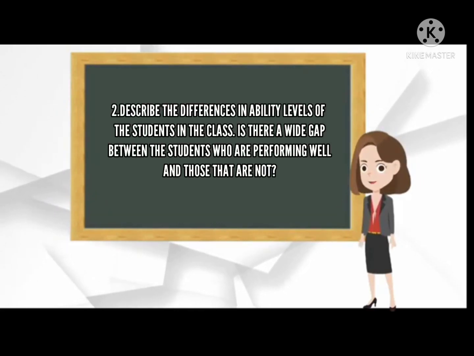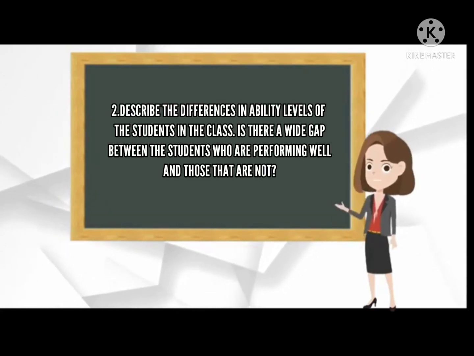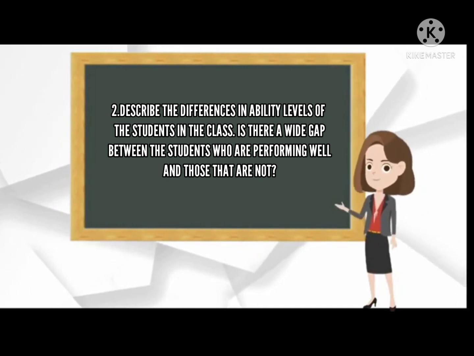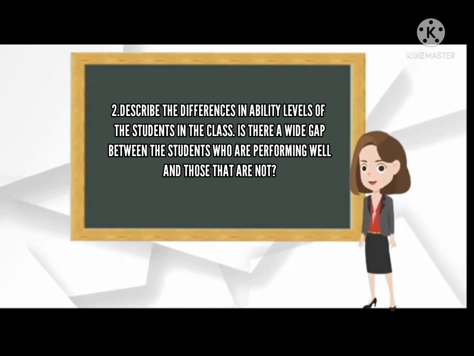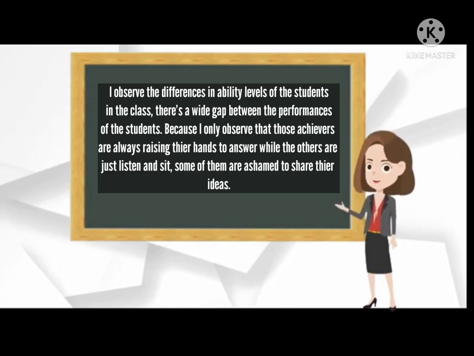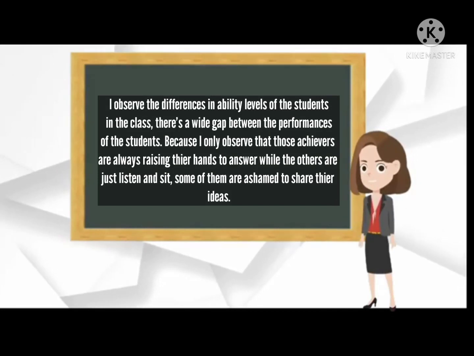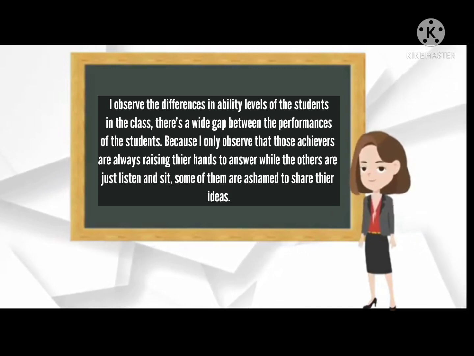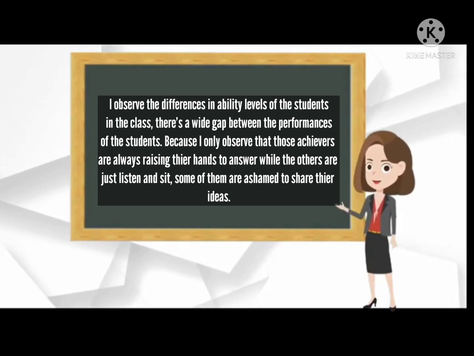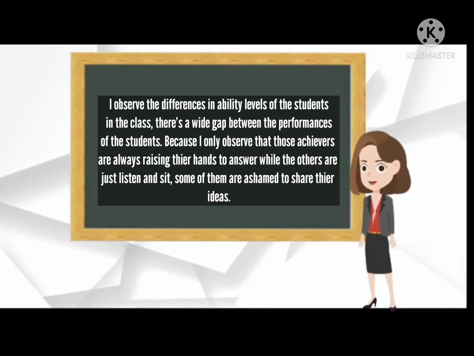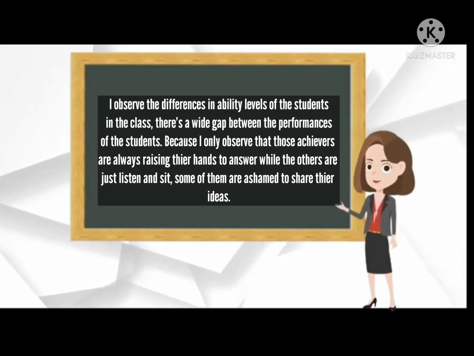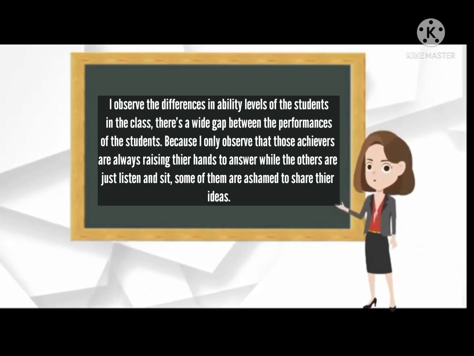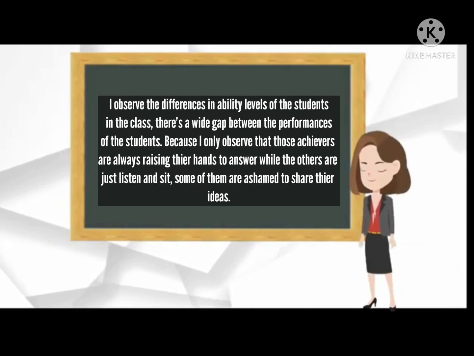Number 2. Describe the differences in ability levels of the students in the class. Is there a wide gap between the students who are performing well and those that are not? I observe that in the differences in ability levels of the students in the class, there's a wide gap between the performance of the students, because I observed that those achievers are always raising their hands to answer, while the others just listen and sit. Some of them are ashamed to share their ideas.